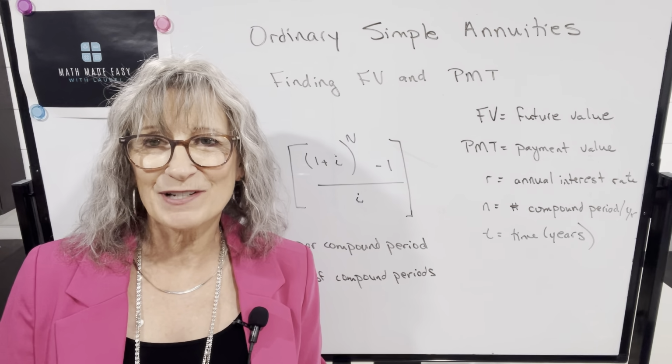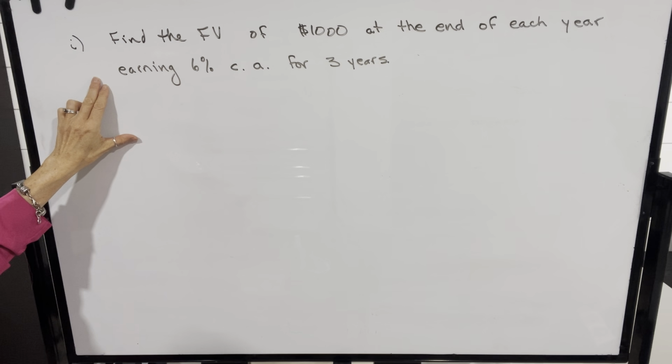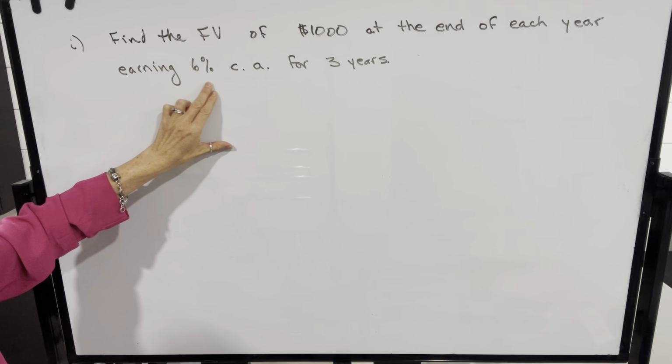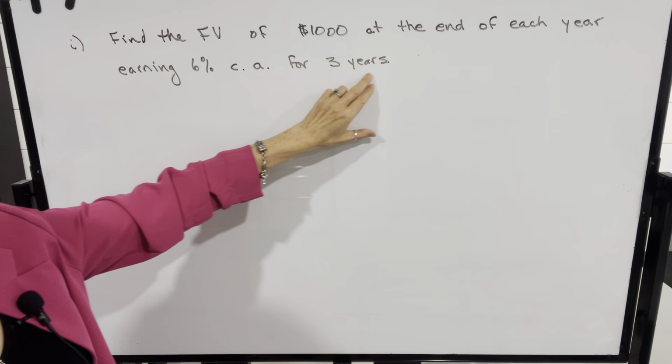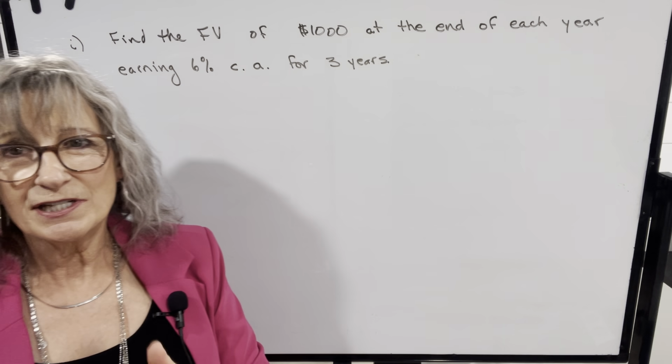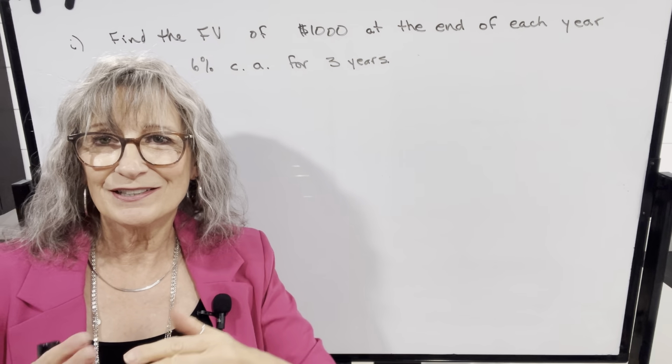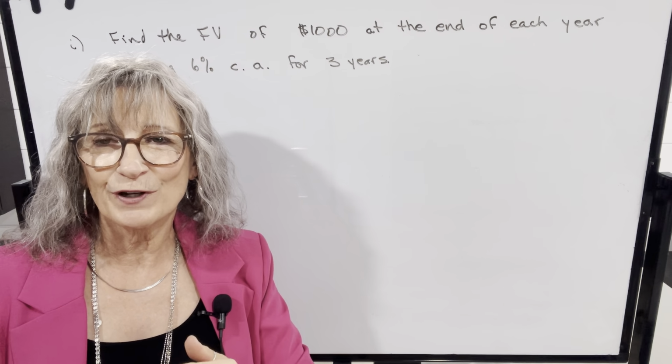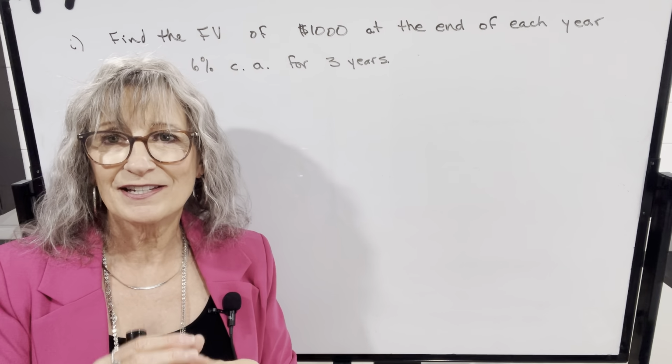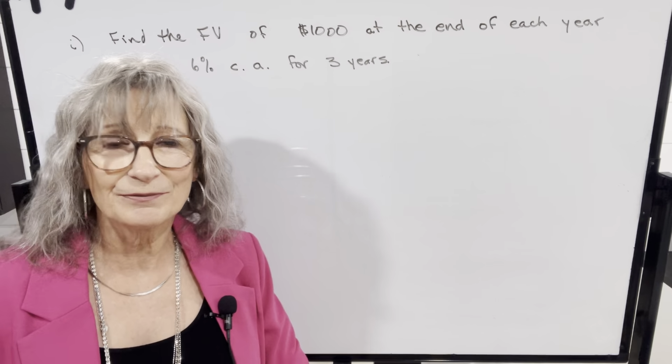Let's take a look at some examples. We want to find the future value of $1,000 at the end of each year if it's earning 6% compounded annually and it's invested for 3 years. So we did this example in the last video, and I did it manually where we found the future value of each of those $1,000 payments. This time we're going to use the formula.